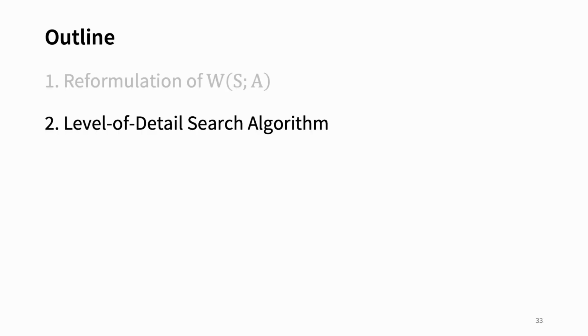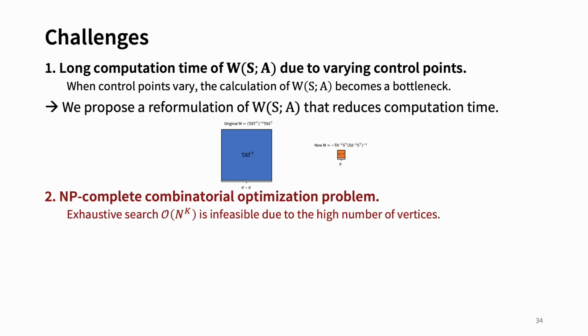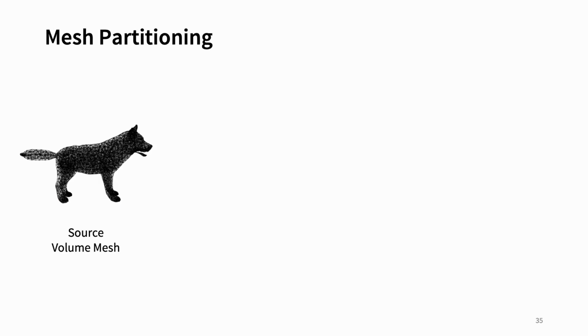Now, let me explain our level of detail control point search algorithm. Although the computation time of the biharmonic weight matrix becomes faster with our reformulation, the exhaustive search is infeasible due to the typically high number of vertices. To address the second challenge, we propose an efficient search algorithm that reduces the time complexity.